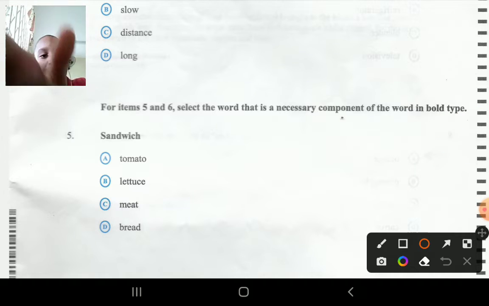Okay, so the answer for this is bread. Make sure you're following. The answer for that was bread. Okay, everybody?